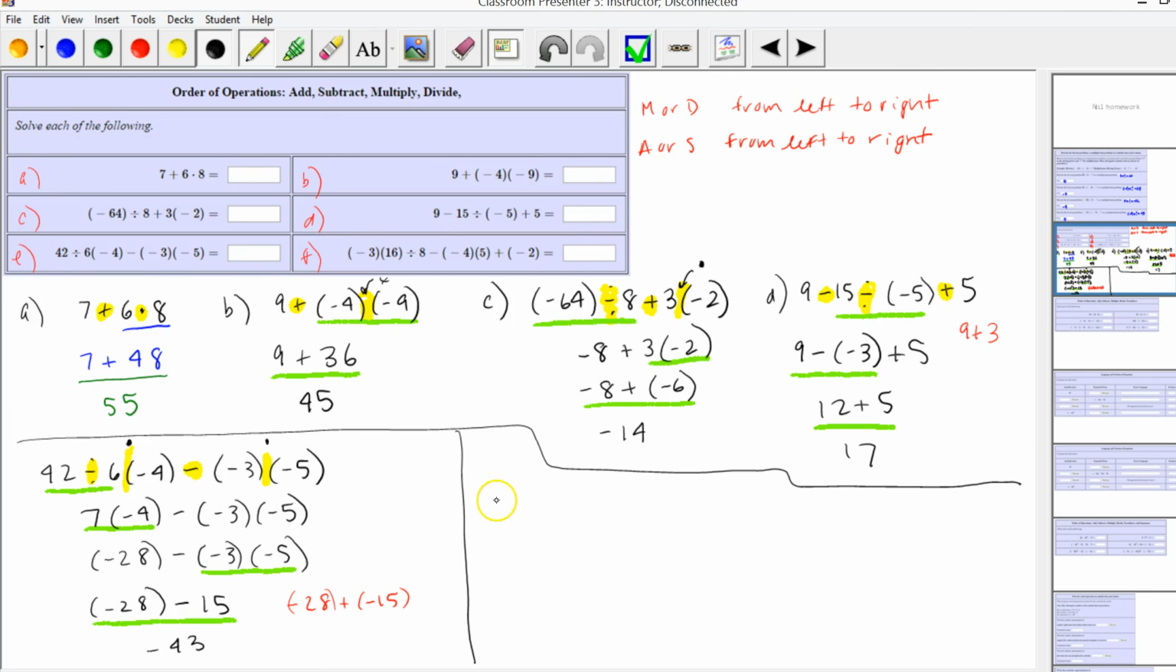Last one, negative 3 times 16 divided by 8 minus negative 4 times 5 plus negative 2. Okay, so we have a lot of steps in this problem. Multiplication, division, subtraction, implied multiplication, addition. So we have 1, 2, 3, 4, 5 steps.